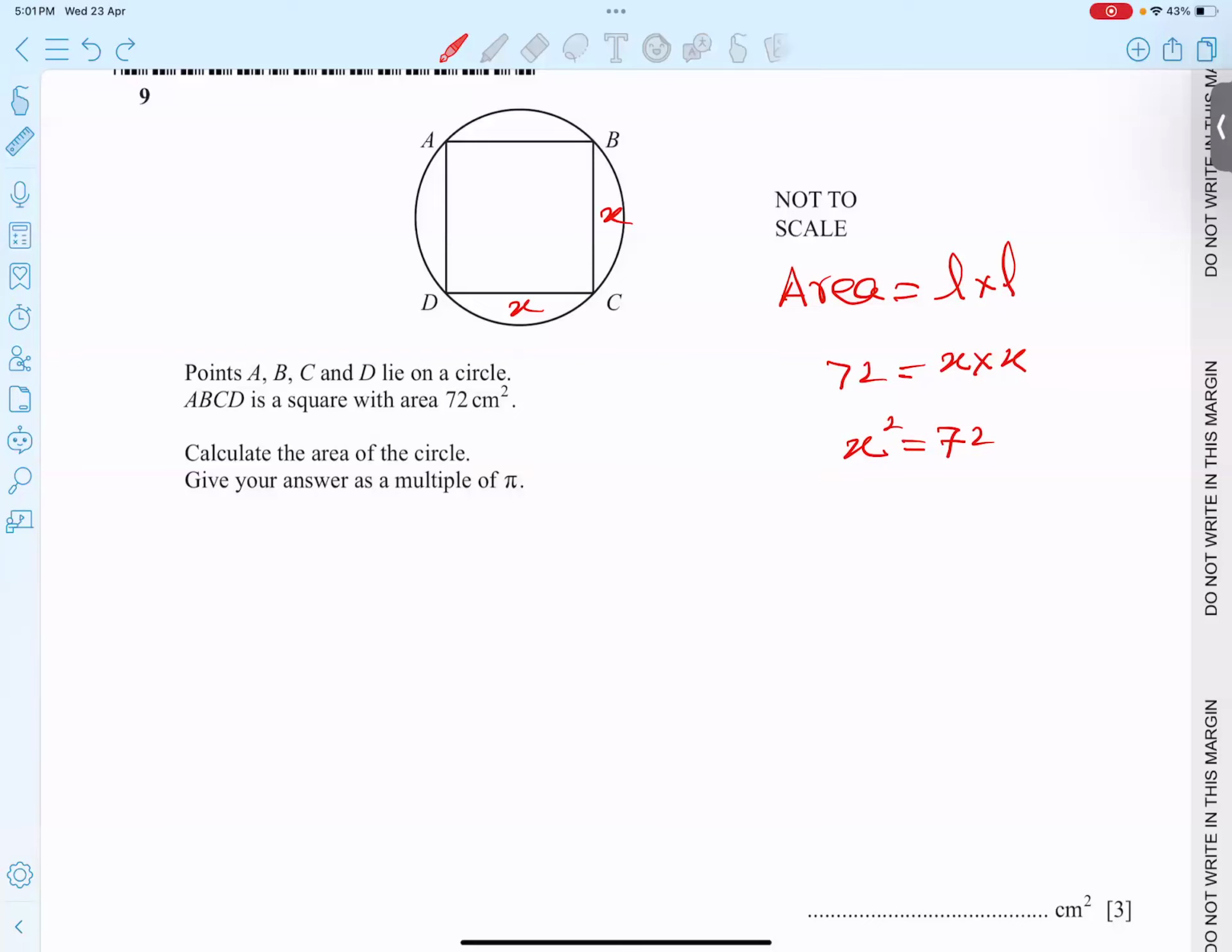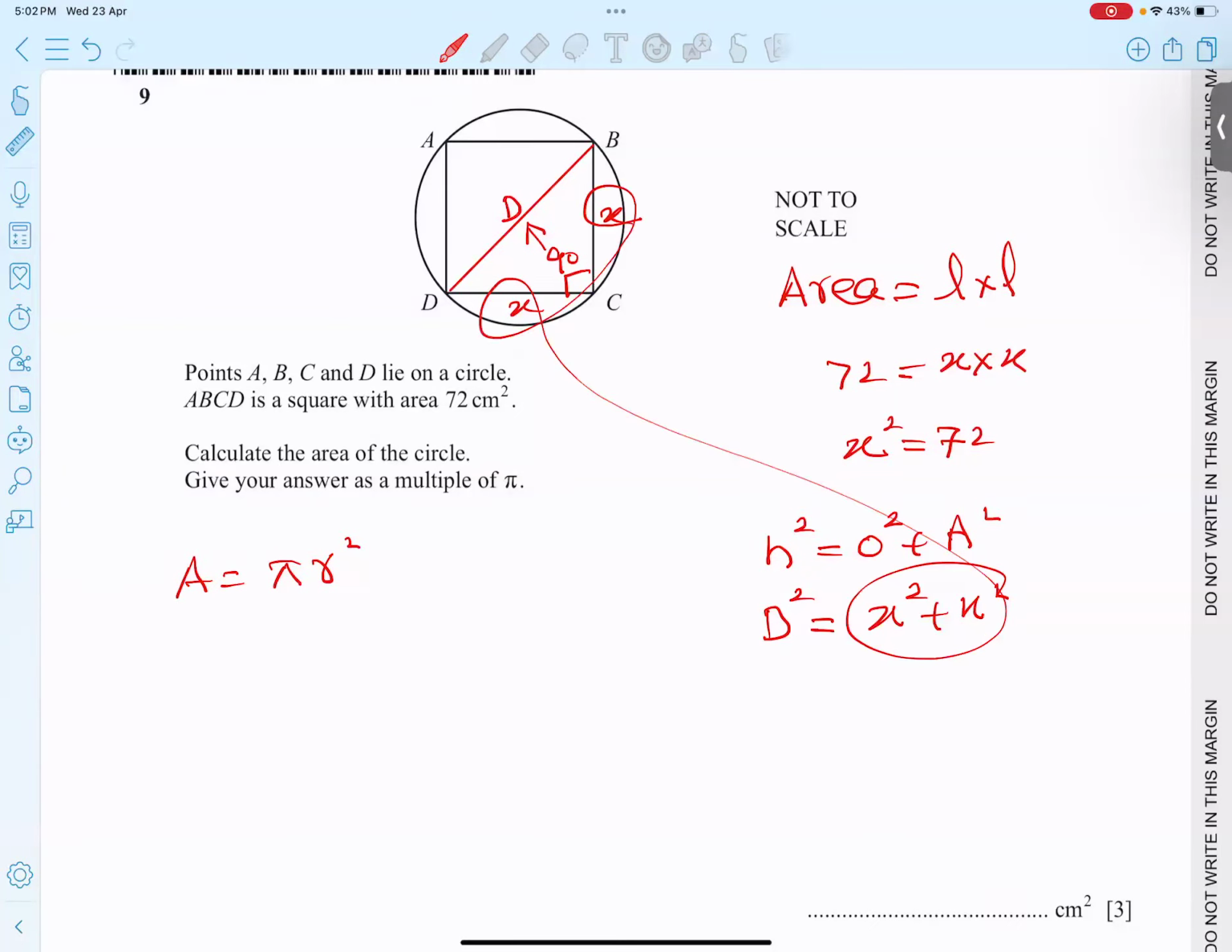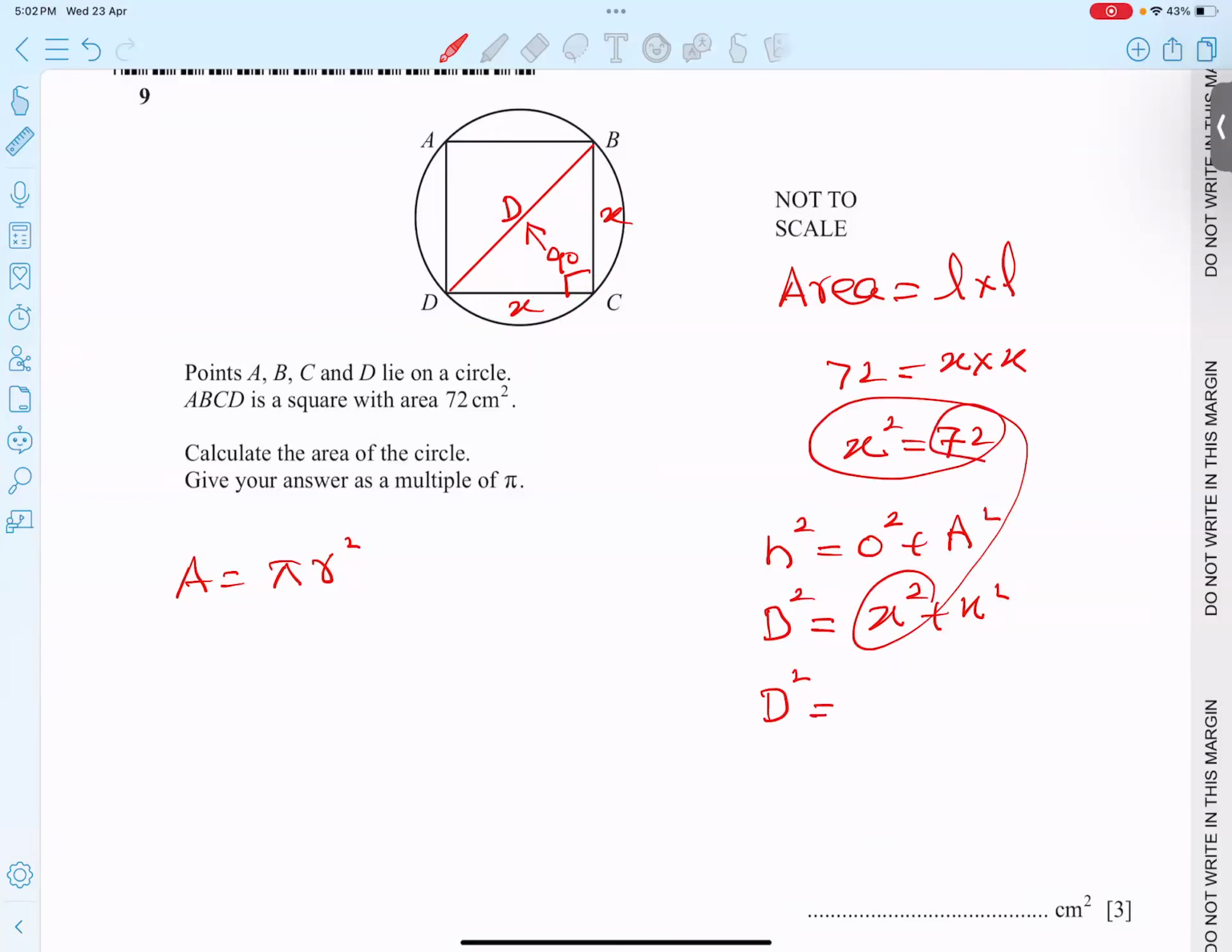The area formula for a circle is pi r square. But do we have the radius? Not at all. What I'm going to do, this is called the diameter, and 90 degrees, the square's corner, is in front of the hypotenuse. So I'm going to use the Pythagoras theorem: hypotenuse square equals opposite square plus adjacent square. In front of 90 is the hypotenuse. So I'm writing diameter square equals x to the power 2 plus x to the power 2. I got it from here and here. Each x square I replace by 72.